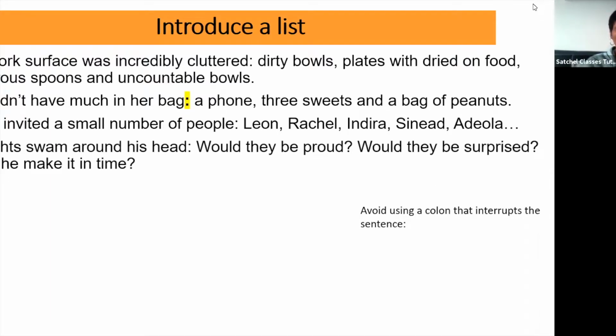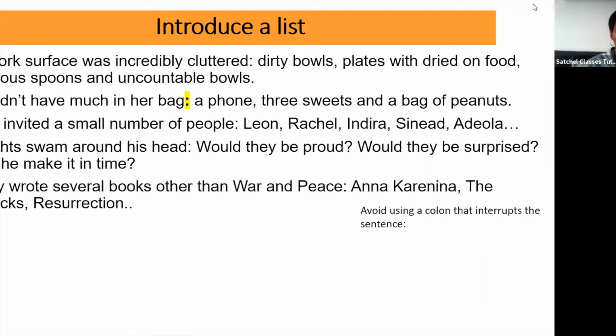Colons can actually also introduce things that are more abstract. They aren't objects, they aren't items in a bag, and they're not people. They are thoughts. So for example, thoughts swam around his head: would they be proud? Would they be surprised? Could he make it in time? So the colon is introducing a list of all the different thoughts. Tolstoy wrote several books other than War and Peace: Anna Karenina, The Cossacks, Resurrection. So it's introducing all the different novels by a writer.